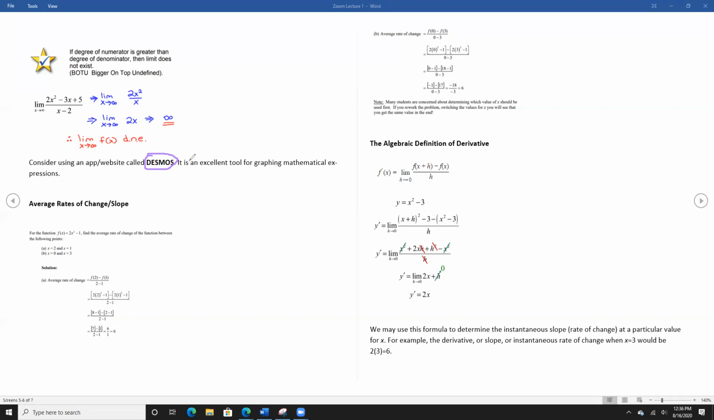and evaluate limits. The final topic for this first lecture is average rates of change, also known as the slope. For example, if we have the function 2x squared minus 1, and I'm looking to find the average rate of change of the function as x changes from 2 to 1. Well, what you're going to do is evaluate the y value when x is 2, subtract from that the y value when x is 1, and then simply divide by the difference, 2 minus 1. And if you follow that formula, you will see that the average rate of change is 6.